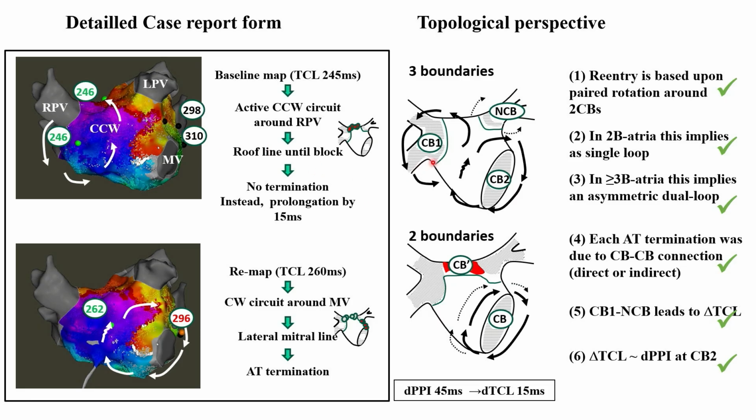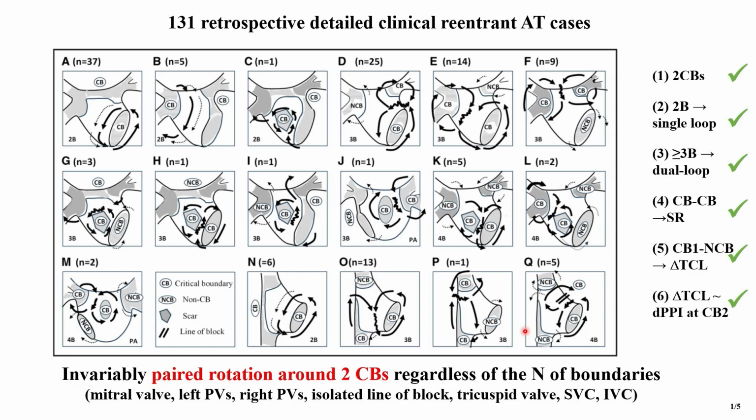So actually, this is CB1 and this is CB2. And what we did with the roof is nothing more than a CB1 to NCB line. And if you make this line, which I depicted here, you will convert the tachycardia into what we call a single loop in a 2B atrium. So all the 6 key elements were confirmed in this case. Now we had to repeat it 131 times, and that's what we did.